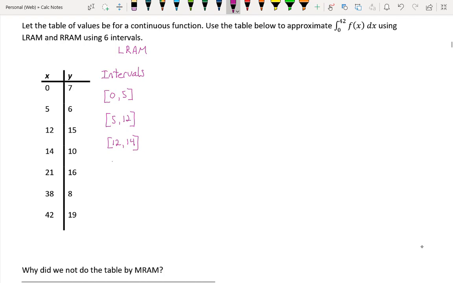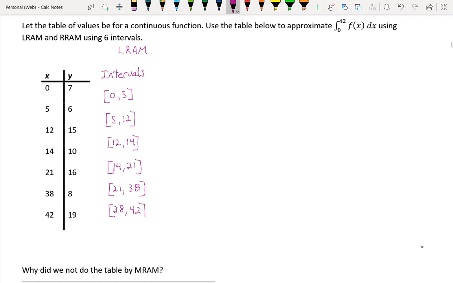The next interval is going to go from 14 to 21. And one of the things you can see is that these intervals now are not the same length. So when I go from 21 to 38, that one's just spread way out. They don't have to be the same length unless the problem says they have to be the same length. The last one goes from 38 to 42.